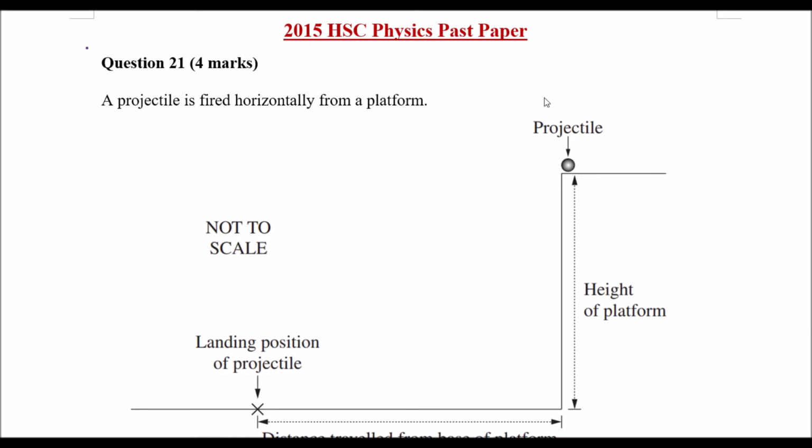My name is Mr. Wong, and today we're going to be looking at solving an exam problem using projectile motion as the topic. This is the 2015 paper, question 21, and as you can see, we are launching a projectile horizontally off a platform. The projection will look something like that, and it will land at the designated spot on my question.